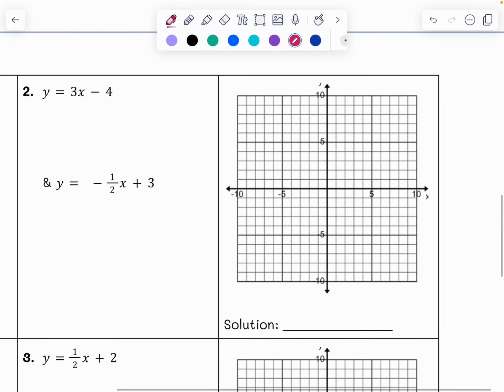Number 2, y equals 3x minus 4 and y equals negative 1/2 x plus 3. So my slope is 3 over 1. That's 3 up, 1 to the right. And b is negative 4. So negative 4, 3 over 1. I'm just going to go ahead and plot these all the way across to make sure I get a really straight line.